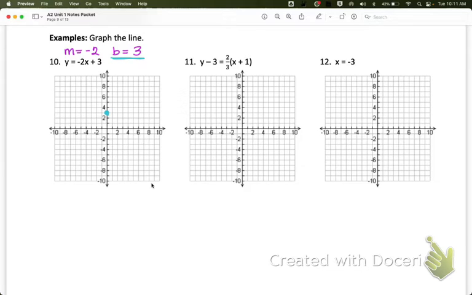Then the slope gives the directions for how to get to another point. For -2, we need to think in terms of rise over run, so we can put that over 1. Since that is a negative, I go up or down based on positive or negative, and I always count to the right if I can. So in this case, I'm going to go down 2 and over to the right 1. Down 2, over 1. And we can keep doing that over and over again.